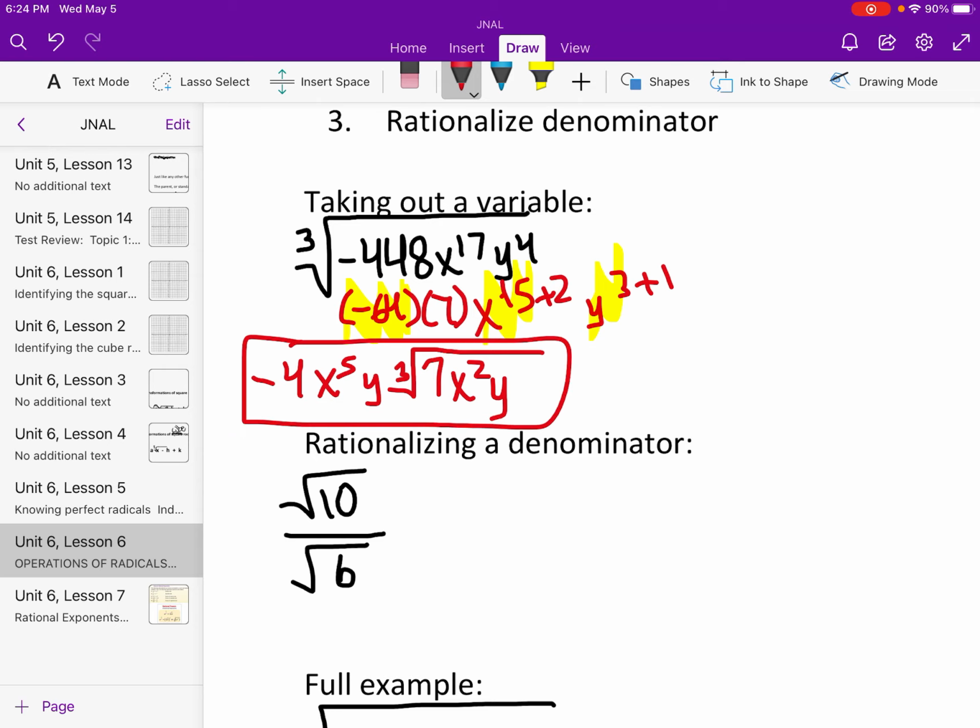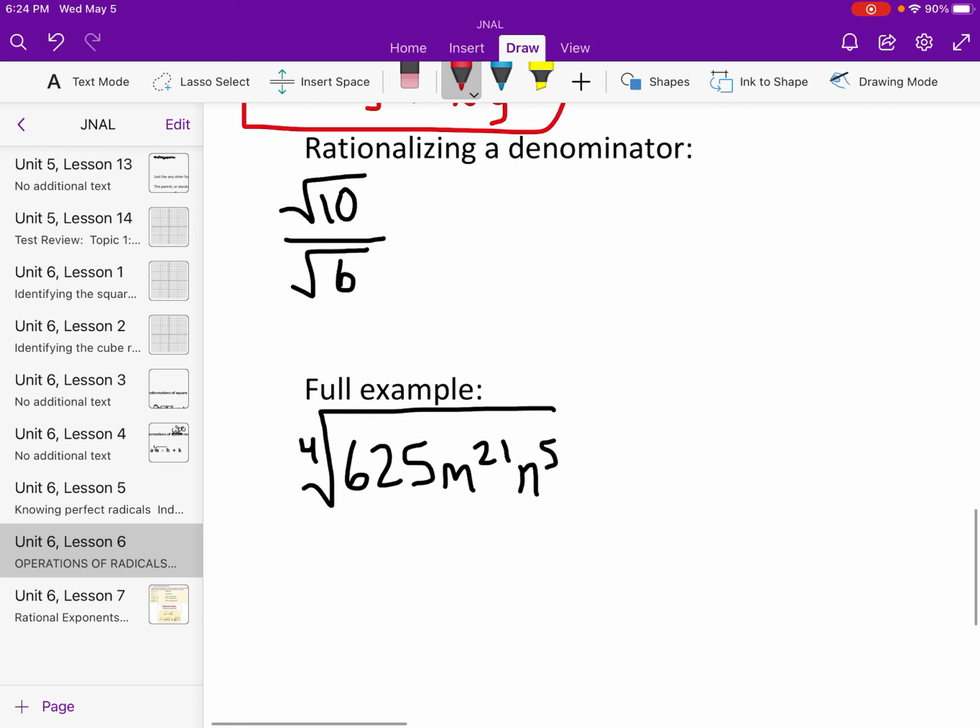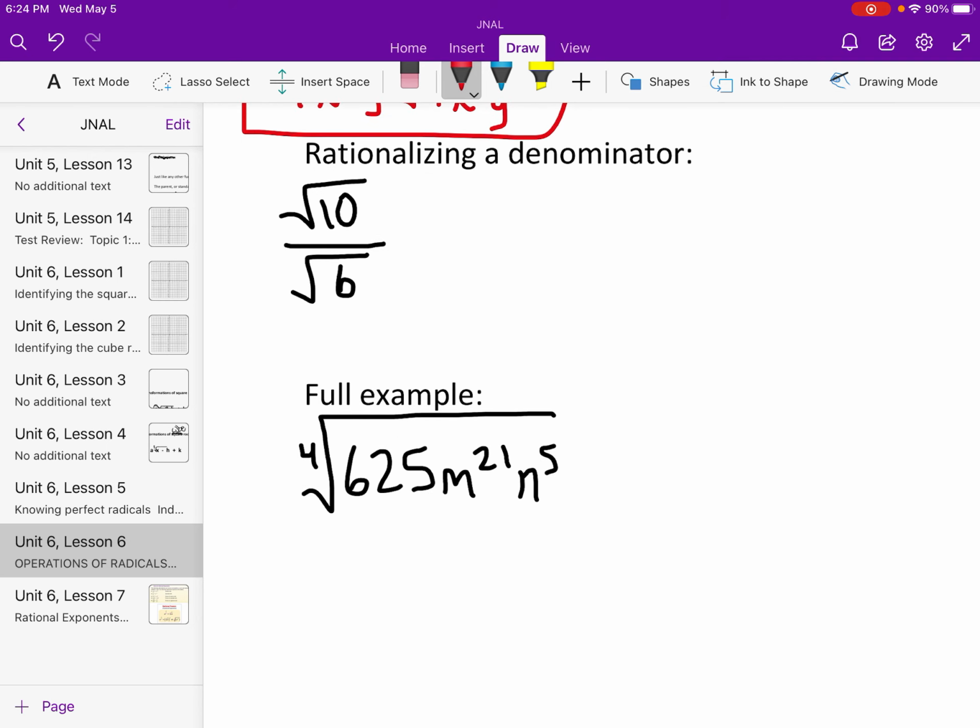Okay, rationalizing a denominator. What does this mean? When we rationalize, we need to multiply the denominator by itself so that it can become a perfect square, because we can't have the radical in the denominator. That's just a common rule, and that will make it further simplified.